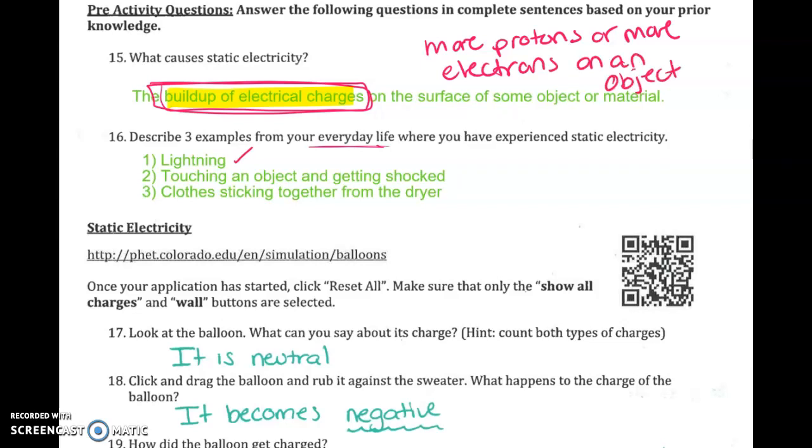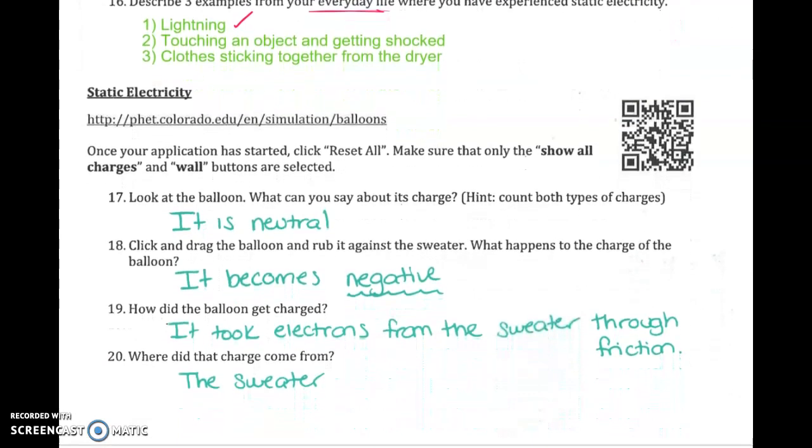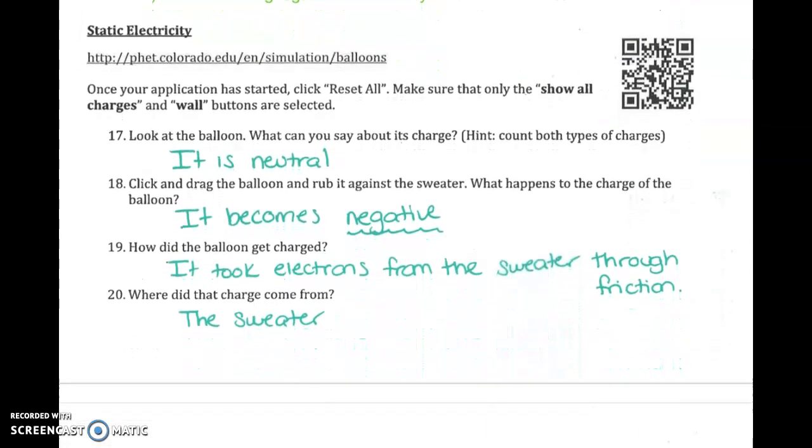In this part of the video, I'm going to explain how some objects themselves might have more or fewer protons or electrons. The best way to observe this is through one of the online PhETs that you did in your WebQuest, and that's the next part we're going to go over. It's the simulation that had the balloon and the sweater.